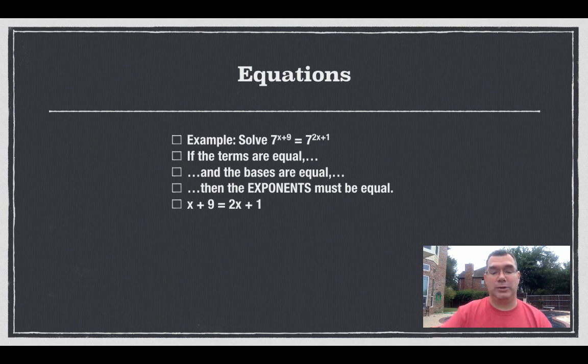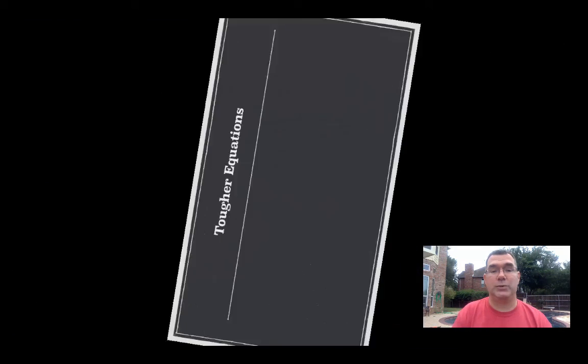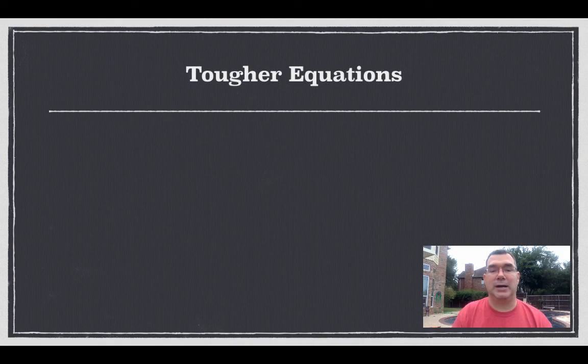x plus 9 is equal to 2x plus 1. And now I solve it like a linear equation. Add negative x to both sides, so I get 9 equals 1x plus 1. Subtract 1 or add negative 1 to both sides, and I get that x equals 8. So the solution to that equation is x equals 8. It looks more complicated because it's got exponents in it, but now we have a way to handle that.